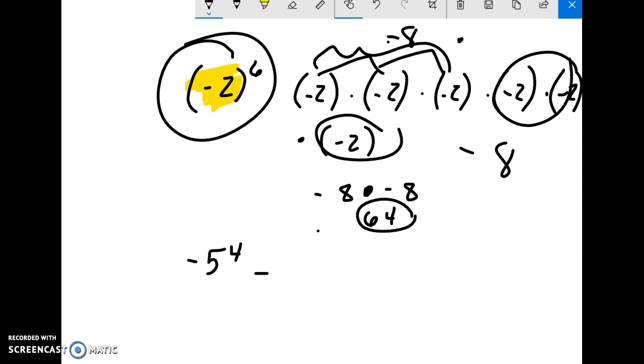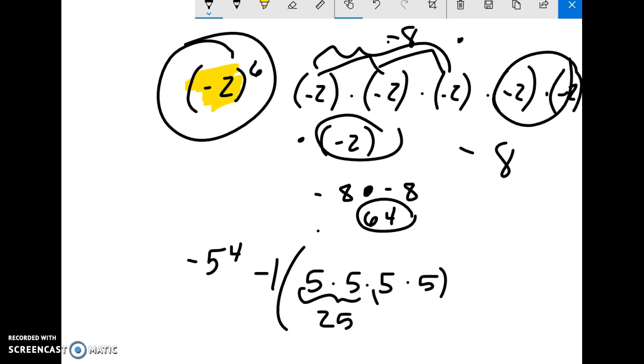This one here is negative, basically like a -1, times 5 times 5 times 5 times 5. This is 25. This is 25. 25 times 25 is 625, but it's all of this times a -1. So your answer is going to be -625.